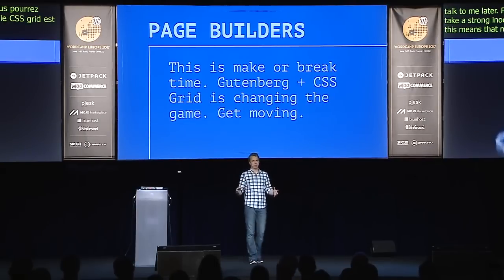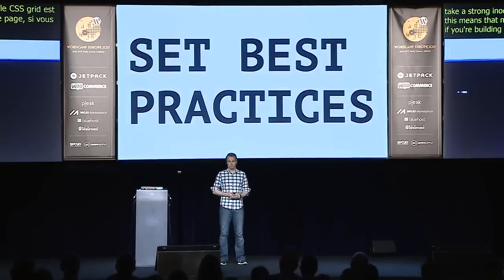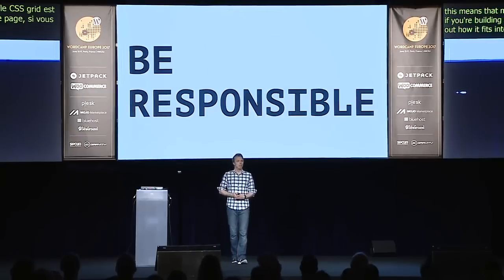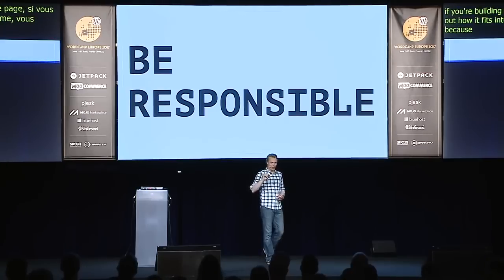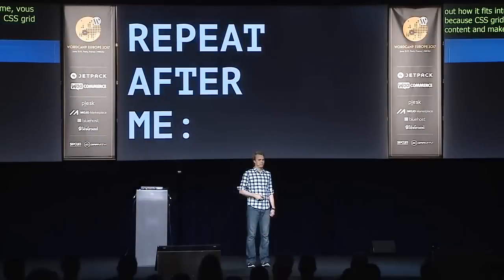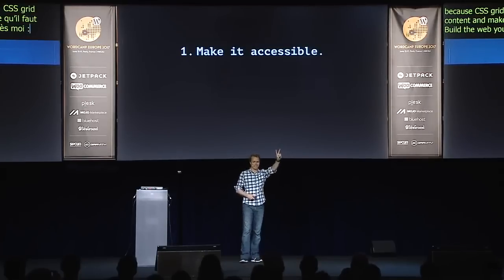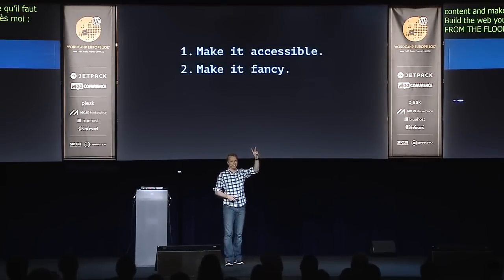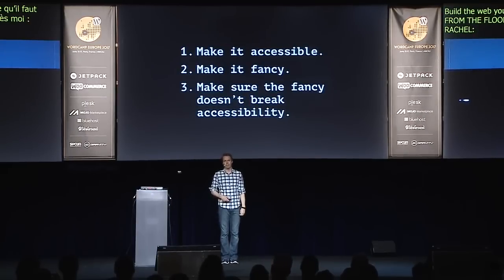So if you're building a page builder, you need to get on top of the spec and figure out how it fits into your business model. Set best practices, be responsible, because CSS Grid allows you to mess around with the structure order of your content and can make sites really inaccessible. So don't do that, but use it for good. Build the web you want to see, and repeat after me. Make it accessible. Make it fancy. And make sure the fancy doesn't break accessibility.